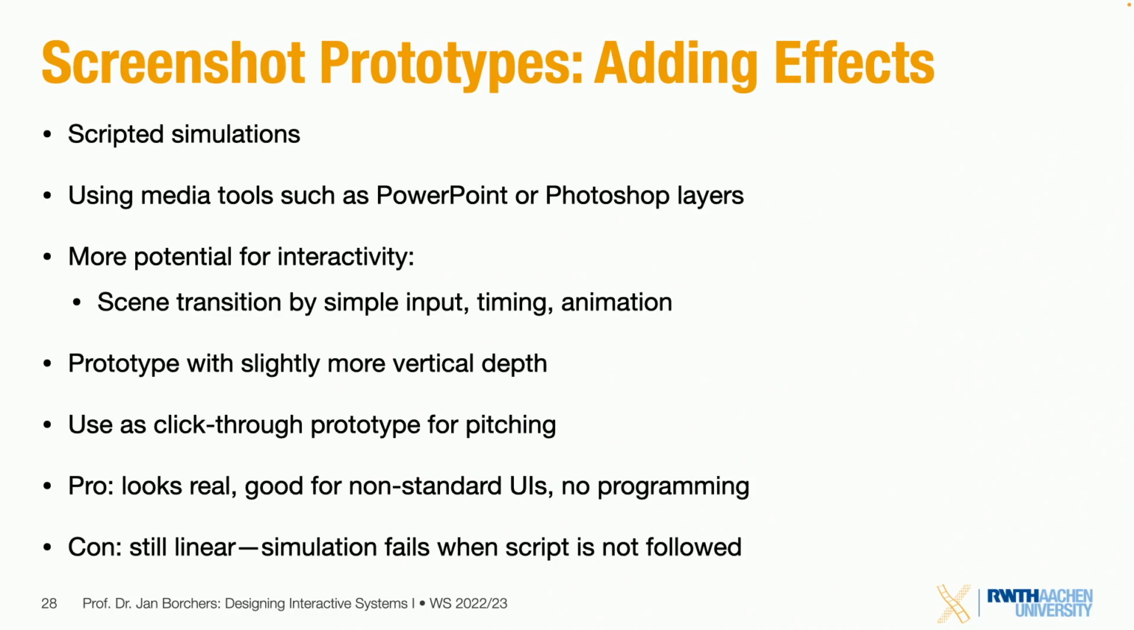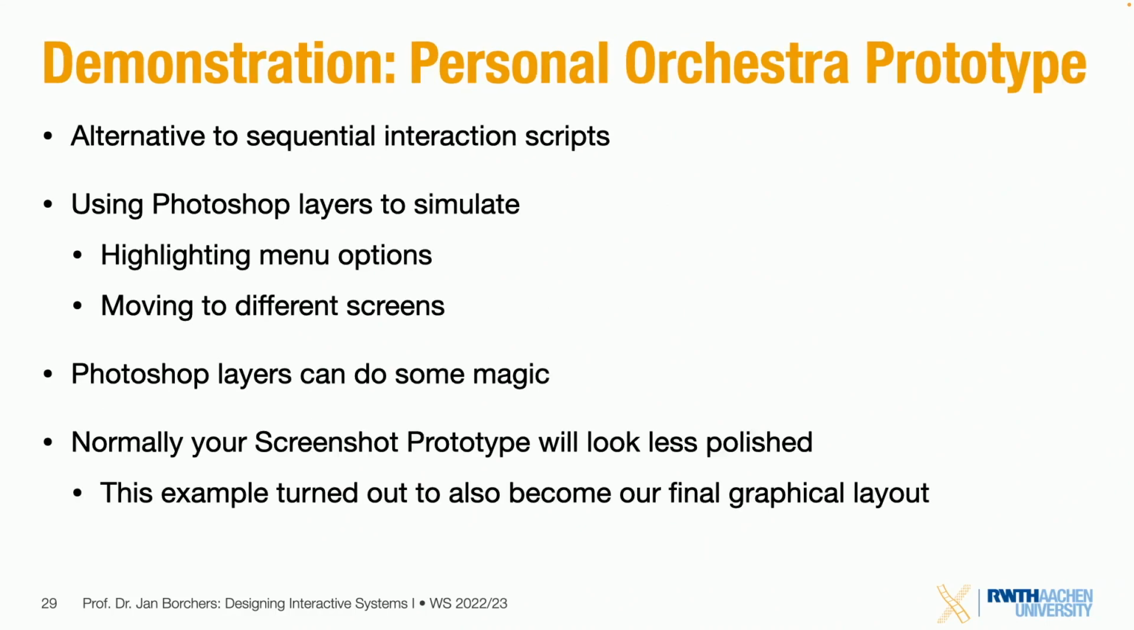An alternative is, and I'm going to show you this with this conducting prototype here, is to not have a sequential interaction script, but instead use something like, for example, Photoshop and its layer functionality to actually simulate things like highlighting different menu options or moving to different screens. Photoshop layers can actually do this with quite some panache.